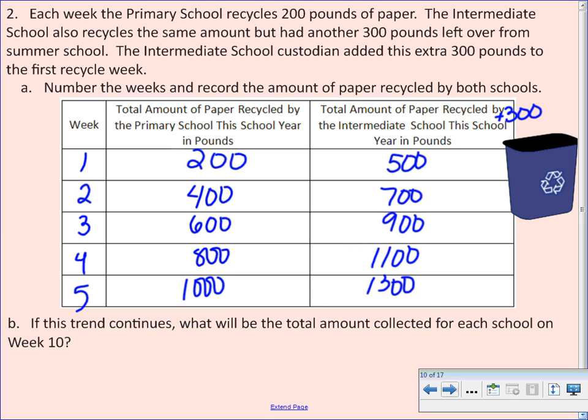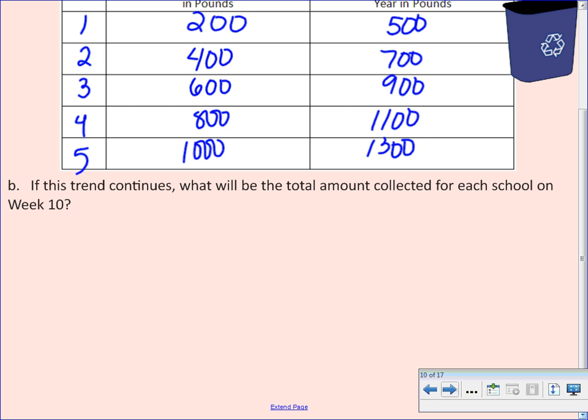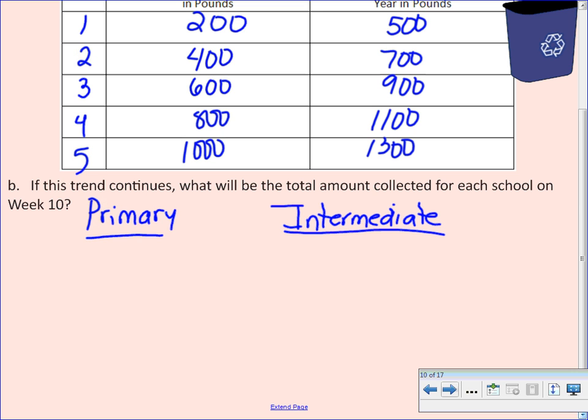So if this trend continues, what will be the total amount collected for each school on week 10? So we have to find for the primary school and for the intermediate school. So if it's 200 per week for 10 weeks, what would it be? Right, 2,000. And now the intermediate school would also have 2,000, but don't forget they had that initial 300 added on.